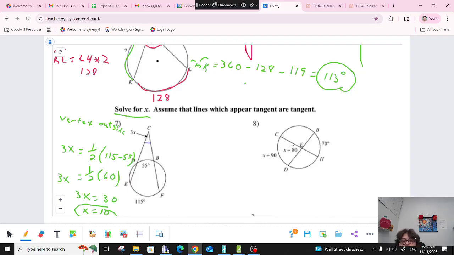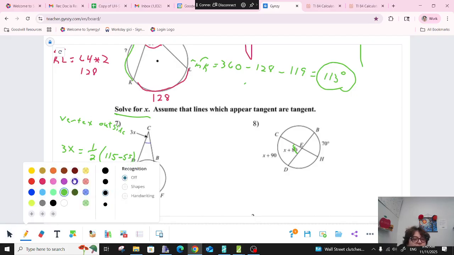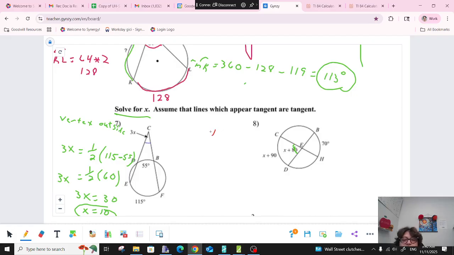Now, does anybody remember the relationship? If it was on the inside, it had a different relationship. Well, it's still by 2, but I add this time. I don't subtract. Right? I'm going to change that color because that green is hard to see. So x plus 80, this inside angle here, would equal 1 half, but this time you add the two arcs. Right?